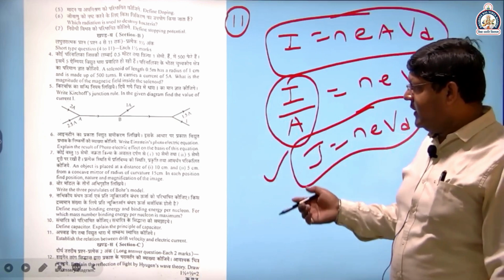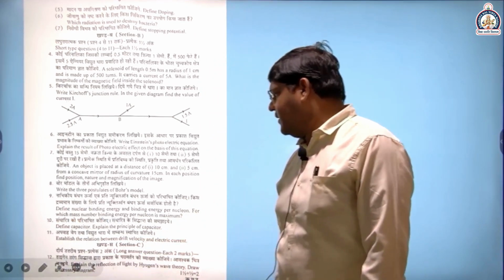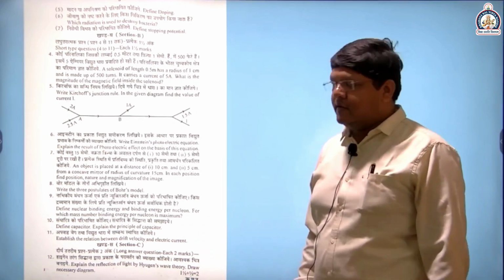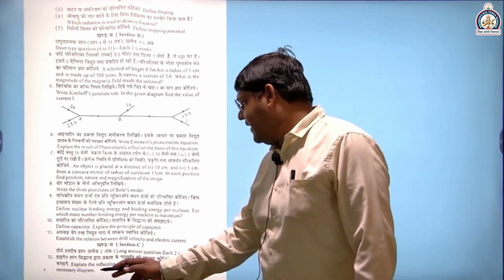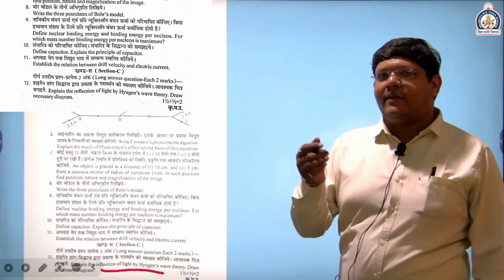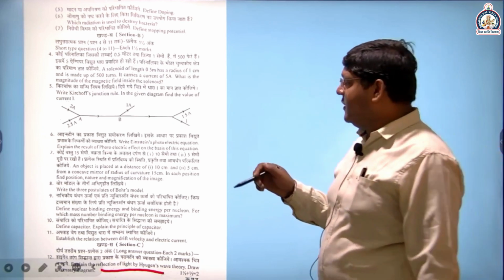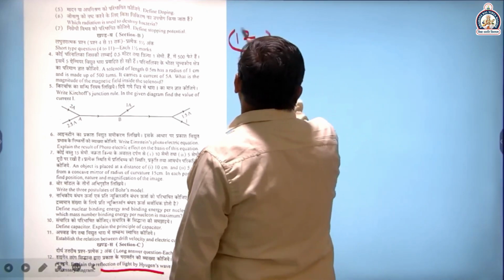Moving to the next part, in section C, the questions are long answer type. Question number 12 is: explain the reflection of light by Huygens wave theory. Reflection has two fundamental principles. First, the angle of incidence must be equal to what reflection says.